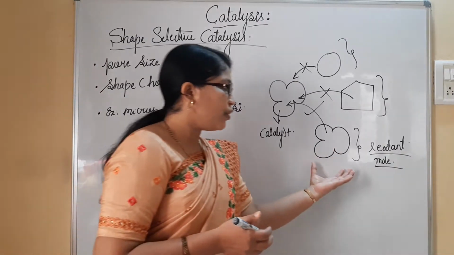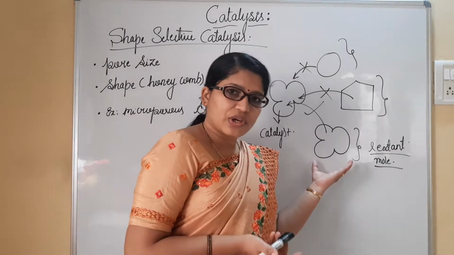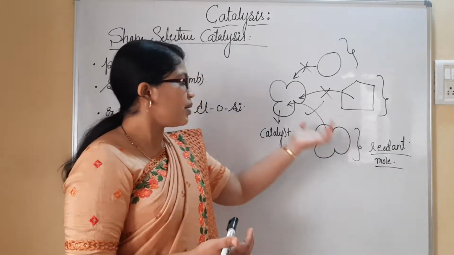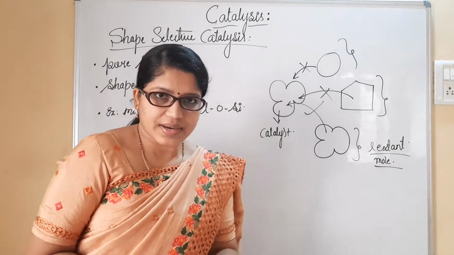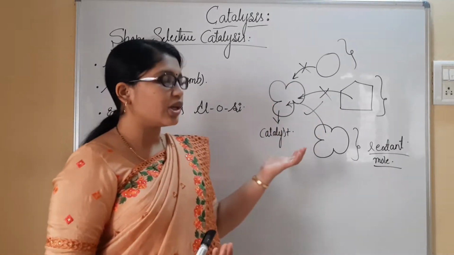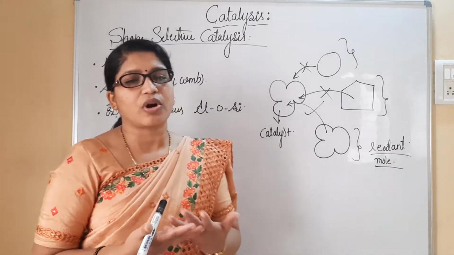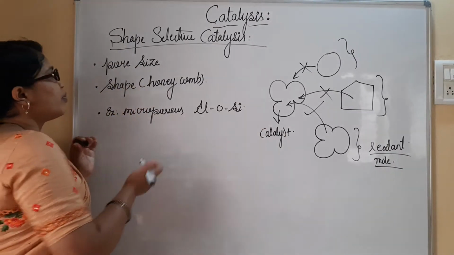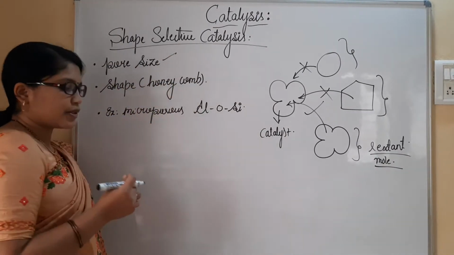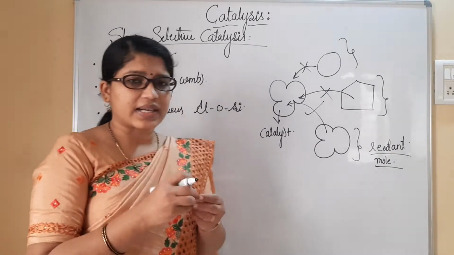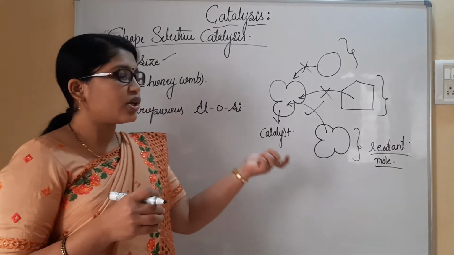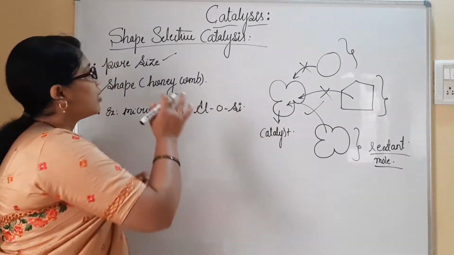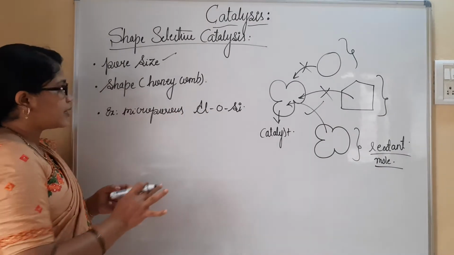You can consider this reactant molecule as a substrate, or you can consider an enzyme. If an enzyme is coming, we call it an enzyme catalyzed reaction. If other molecules are coming, then we simply call it a catalysis reaction. Now I must mention the pore size. The pore size of the catalyst and the reactant molecules or the enzyme molecules must match, then only the reaction is going to take place.